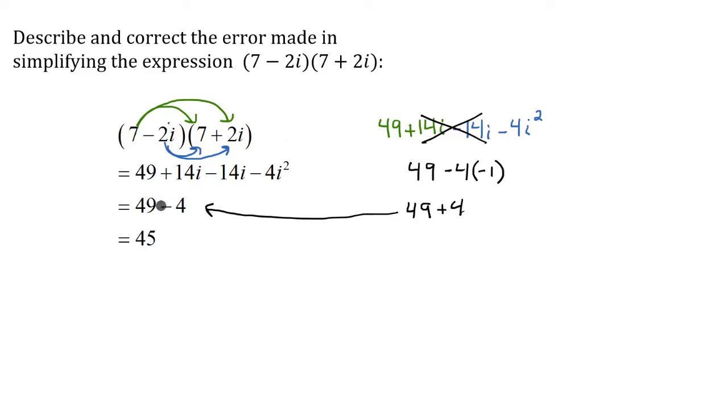Now, why do you think that they had a negative here? Well, it looks like they didn't do anything with this i squared. They just brought down the minus 4 and forgot that i squared, but i squared should become a negative 1. That's the formula for i squared. So there's your error. Let's go back and recap.